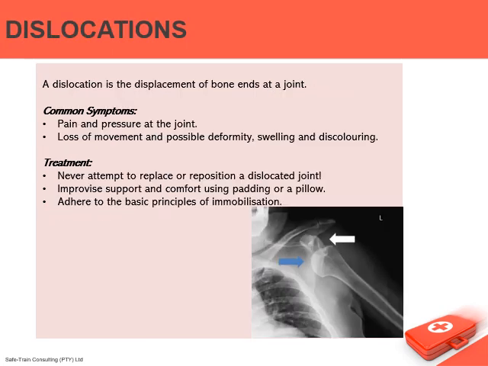Dislocations. A dislocation is the displacement of bone ends at a joint. A joint is stabilized with ligaments and muscles, which can easily be torn during excessive movement. The joint can or cannot be deformed and may be mistaken for a fracture. Dislocations involve mostly the shoulder, elbow, finger, jaw, wrist, knee, or hip.